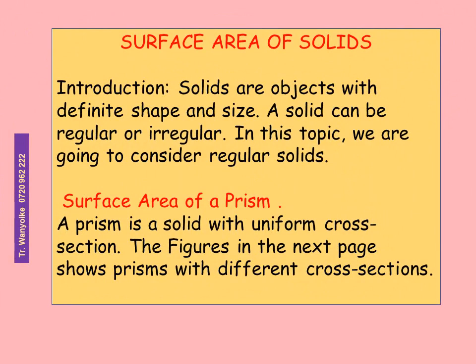Solids are objects with definite shapes and sizes. A solid can be regular or irregular. In this topic, we are going to consider regular solids. Surface area of a prism. A prism is a solid with uniform cross-section. The figures in the next page show prisms with different cross-sections.